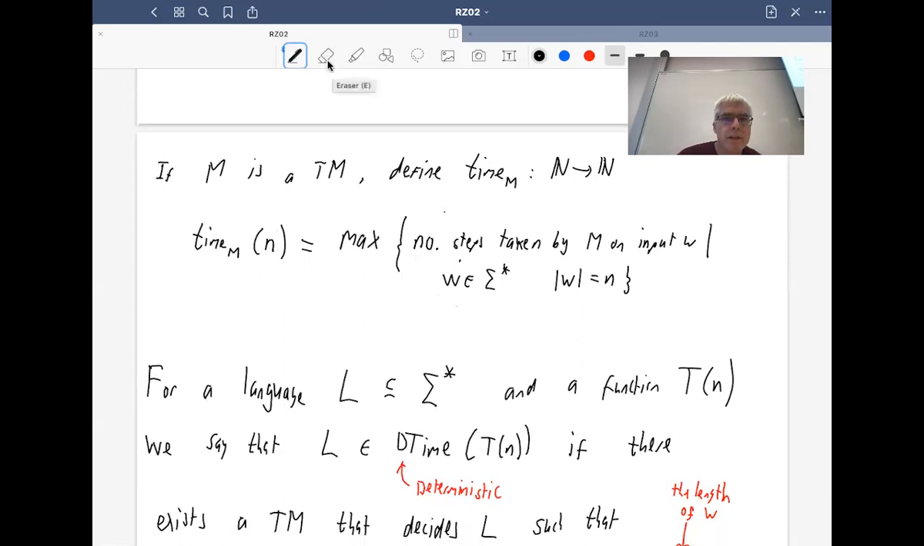And now we want to say what it means for a language to be in a particular deterministic time class given by a specified function, T of n. So for example, this function might be n cubed, and we want to say what it means for a language to be in deterministic time n cubed. So intuitively, that should mean there is a Turing machine whose runtime is big O of n cubed. And that's exactly how we're going to define it.